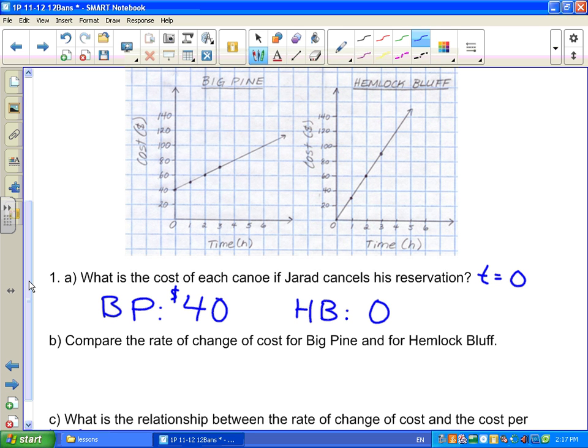Now they ask us here to compare the rate of change of cost for Big Pine and for Hemlock Bluff. Now, a rate of change is the same as slope. So let's say we want to calculate the slope for the line for each of these two graphs. So what we should probably do is we can look at our graph, and we can take 2 points on our graph and draw a little right angle triangle underneath it. And then we can calculate the rise and the run. So we'll do this for Big Pine first.